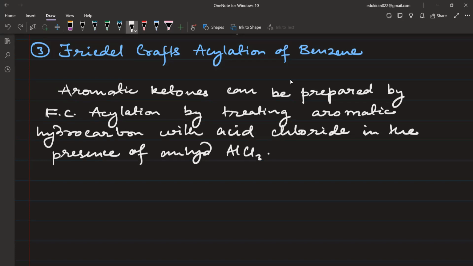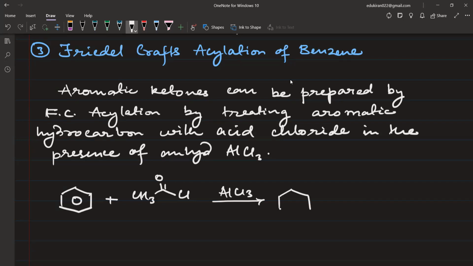Simplest reaction. Let us suppose you have a benzene ring plus CH3C double bond O Cl. The basic acyl chloride in the presence of AlCl3 and anhydrous AlCl3. We are going to get the benzene ring, then the carbonyl carbon, और उसके बाद जो attached alkyl group है. So you are going to get this part here. ठीक है?